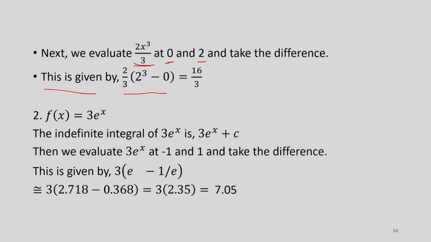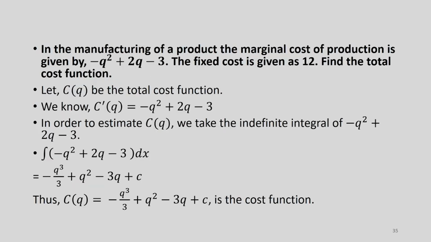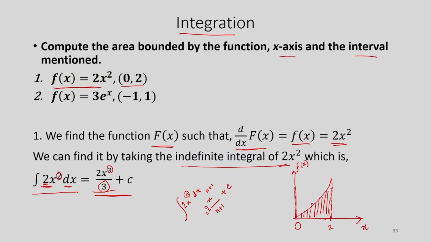So, if I take the value of this function at 2, I will get 2 divided by 3 multiplied by 2 cube, minus, I evaluate this function at 0, that is going to give us 2 divided by 3 multiplied by 0 to the power 3. So, here you are getting a 0, and ultimately we are going to get 16 divided by 3. So, this is the answer. The area of this shaded region is 16 divided by 3.